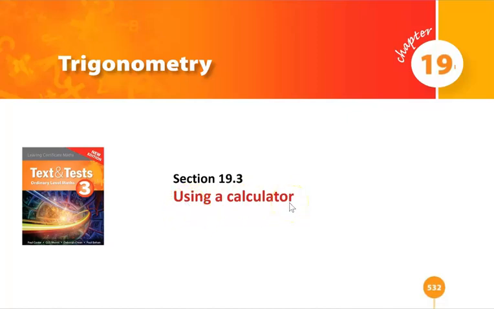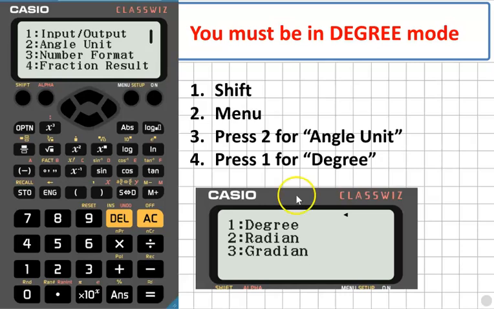Using a calculator. So make sure you're in degree mode. If you have the ClassWiz calculator, press Shift, Menu, 2 for angle unit and 1 for degree.